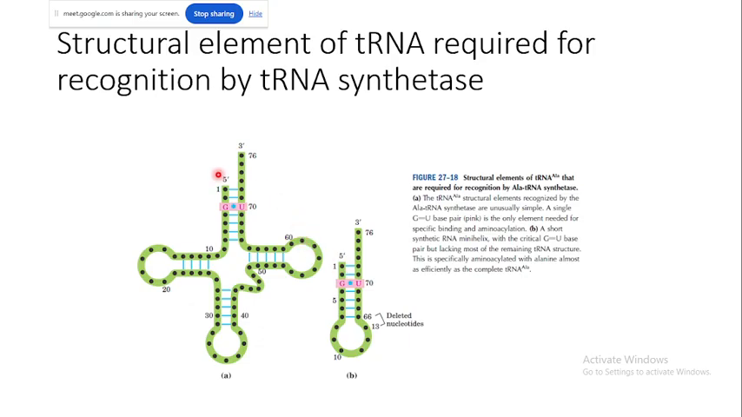And the proof is when a short synthetic RNA mini helix, which has a critical GU base pair but lacks most of the tRNA structure, so this structure is lacking most of the tRNA structure, but it has a G3:U70 base pair. But this is also able to carry the alanine by the alanine tRNA synthetase.